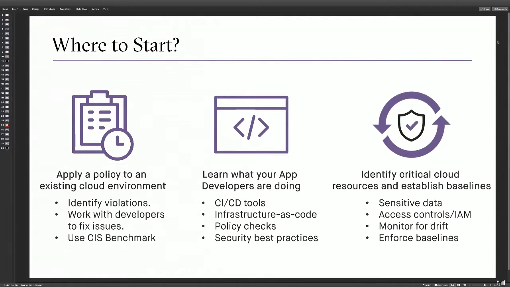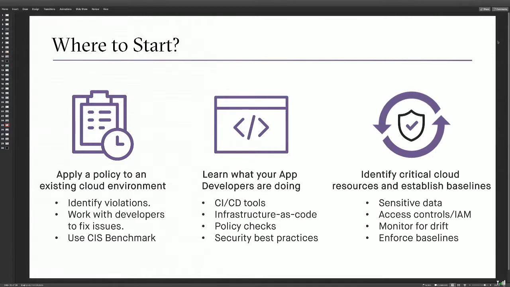The next step is to learn what your app developers are doing. How are they using CI/CD tools? Where can security and compliance fit into the existing process and live alongside it? What are they using for infrastructure as code, if they're using that at all? Do they have policy checks in place? Do they know the security best practices? Are those shared in a useful and efficient way? So step one, learn about the environment. Step two, learn about your other teams, looking for those integration points where security and compliance can get involved and shift left in the process.